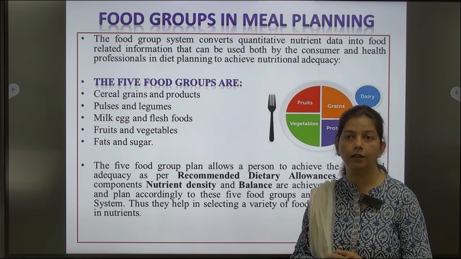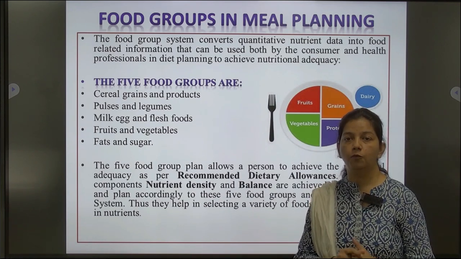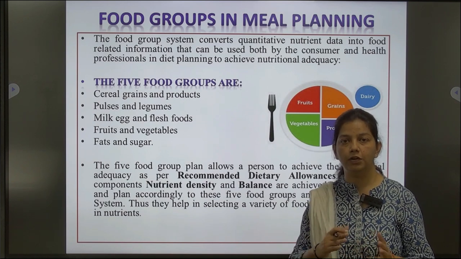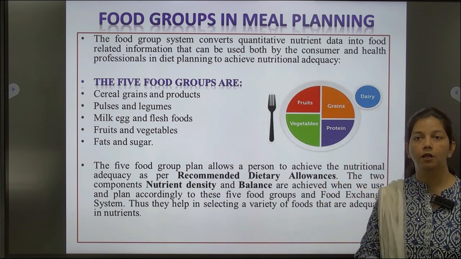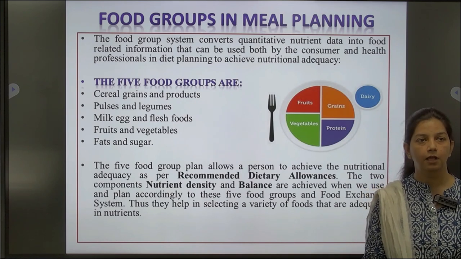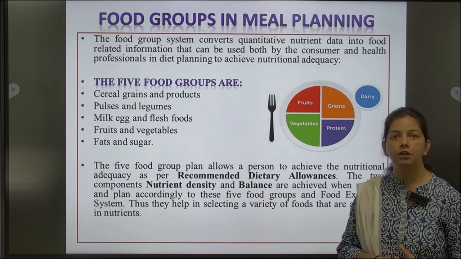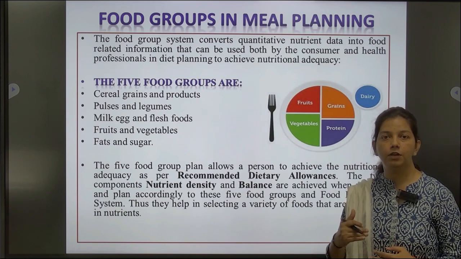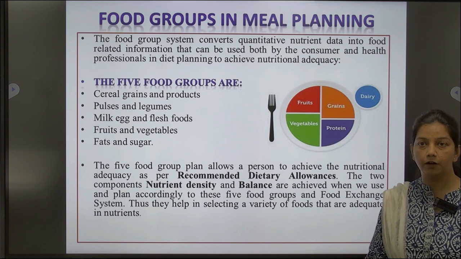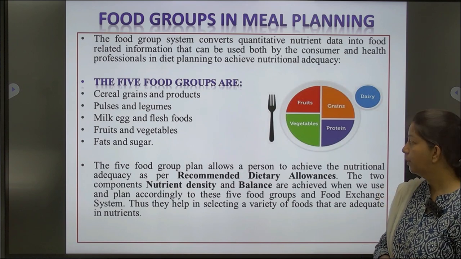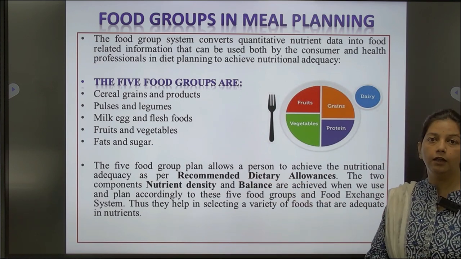These five food groups help in fulfilling the daily recommended allowances of a person. When we talk about the RDA, one person's one day meal is based on their daily recommended allowances. So the meal pattern of one person contains three major meals and two minor meals. Major meals are breakfast, lunch and dinner, while minor meals are one mid-morning snack between breakfast and lunch, and one evening snack between lunch and dinner. So plan a meal in such a way that it fulfills all the major and minor meal requirements, provides nutrient density, and is balanced according to our daily recommended allowances.